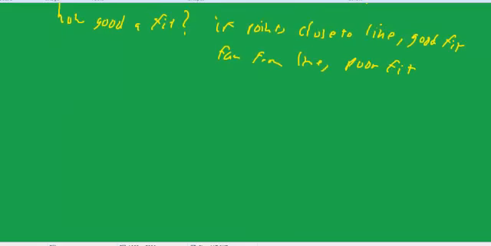Okay, another question we can ask is, is the relationship linear or nonlinear?